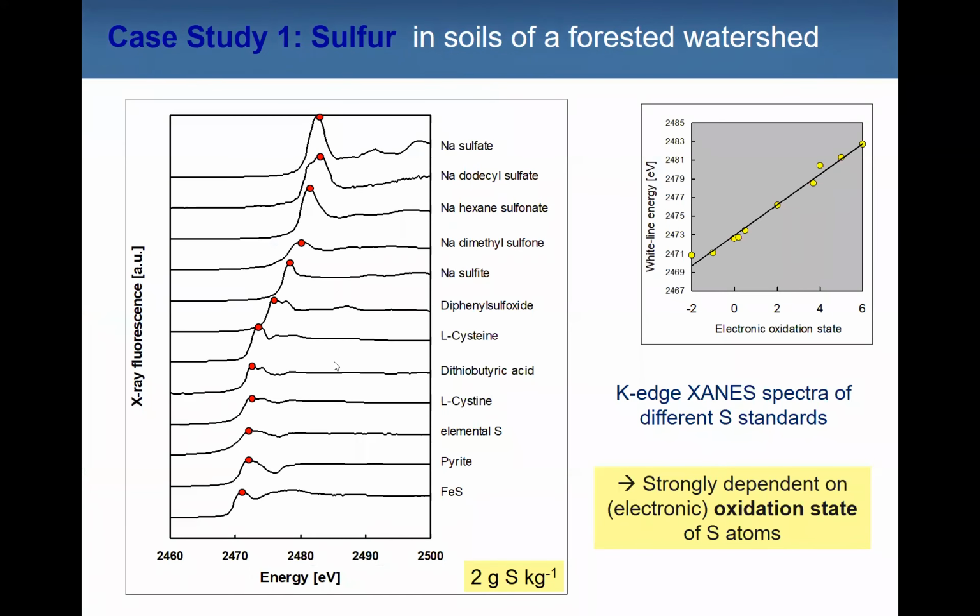Sulfur is comparably nice to assess with XANES because there is a strong difference in the spectra between 2.4 and 2.5 keV. And you see that the white line is systematically shifting with increasing oxidation state from sulfides with -2 sulfur up to sulfate with +6 sulfur. And you see at the right side here, there's a linear relationship between the white line energy and the electronic oxidation state. And the spectra are comparably easy to distinguish. And so XANES is very nice to do with that element. Particularly, there's a lot of sulfur in our soils.